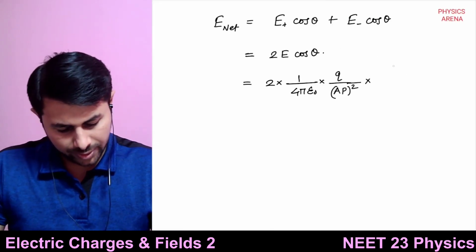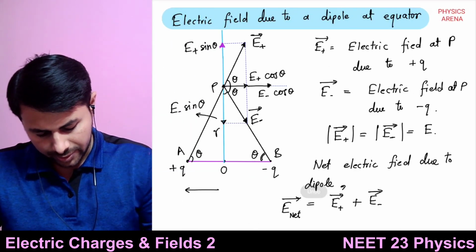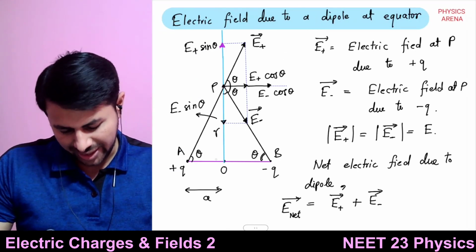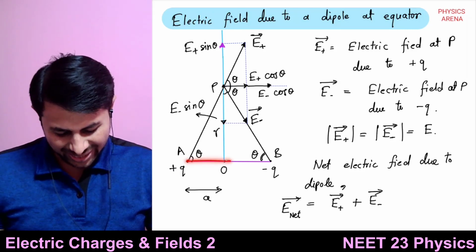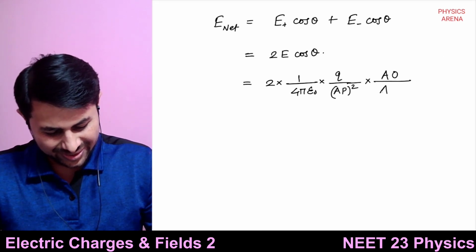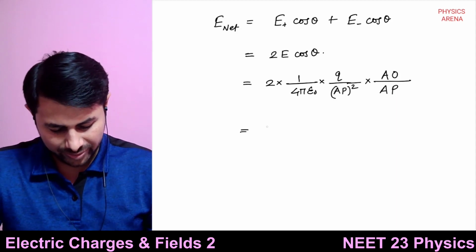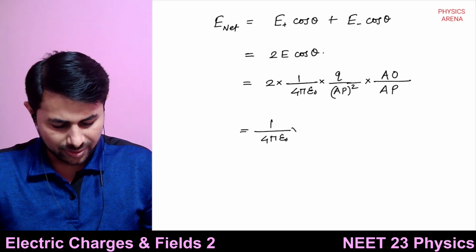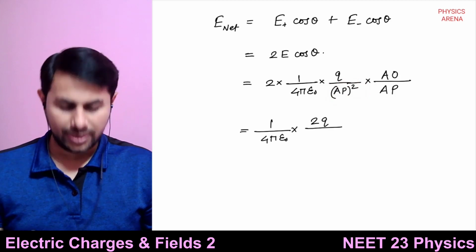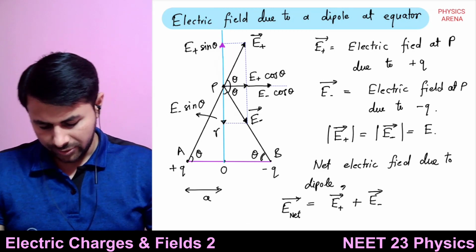How much is distance QO? Sorry, I'm saying QO, it is AO. I'm sorry. Distance AO divided by AP. Q is the charge, right? So it is 1 upon 4 pi epsilon naught multiplied by 2Q divided by, we have AP cube in the denominator.